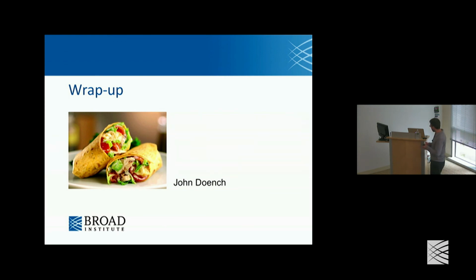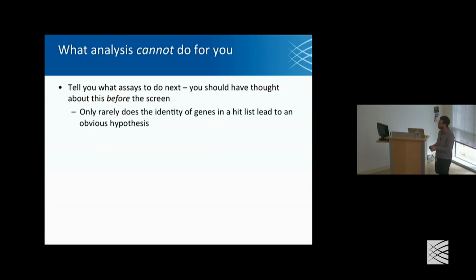Okay, great. So final bit before we end, and I'll have lunch. I just wanted to mention that, at the end of a screen, one thing an analysis can't do for you is tell you what to do next. You can get lists of genes, and you can say, aha, this gene scored. But rarely does the identity of that gene in a hit list tell you what the hypothesis is. Usually it's a gene you've never heard of.